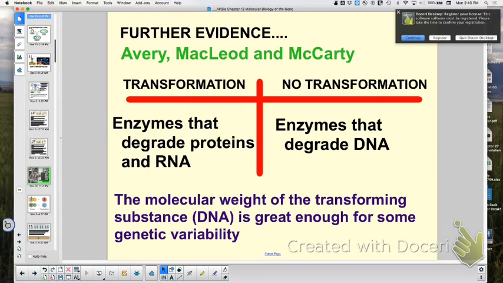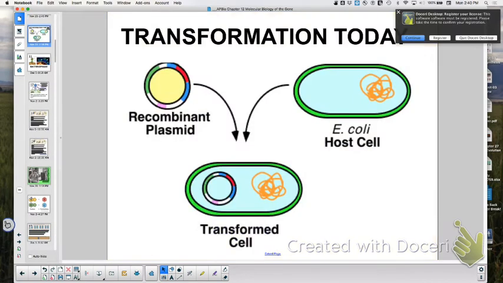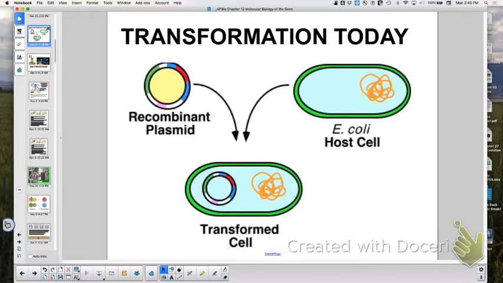All right. Now, we talk about transformation today. When we do our genetic engineering lab, you are going to give DNA to bacteria and transform them and give them new traits. Because you're going to give them a different genotype so that they have a different what? Phenotype. You're going to alter their phenotype by altering their genotype through the process of transformation.